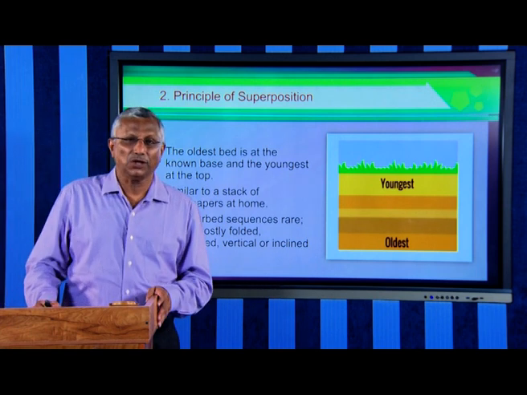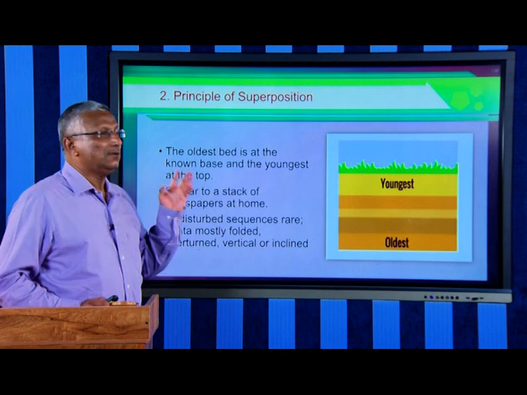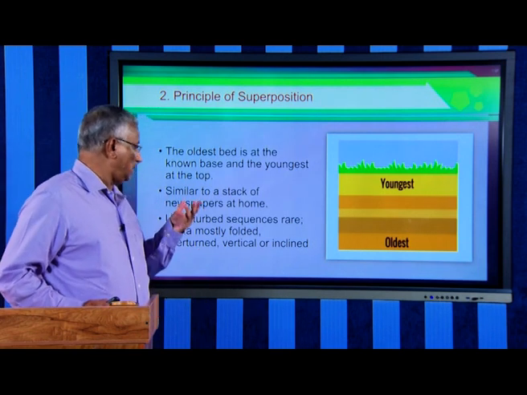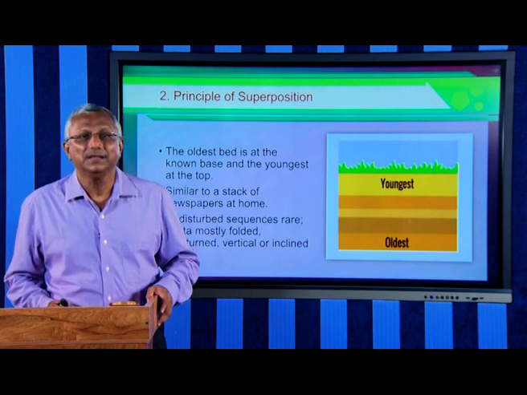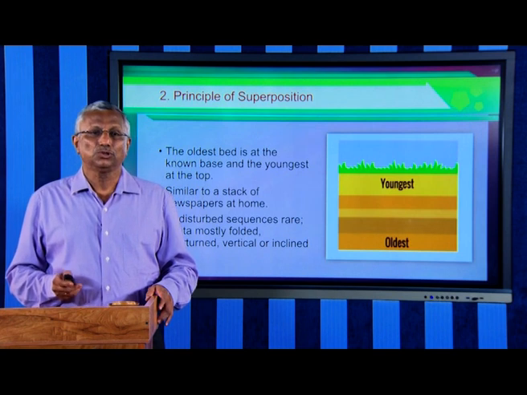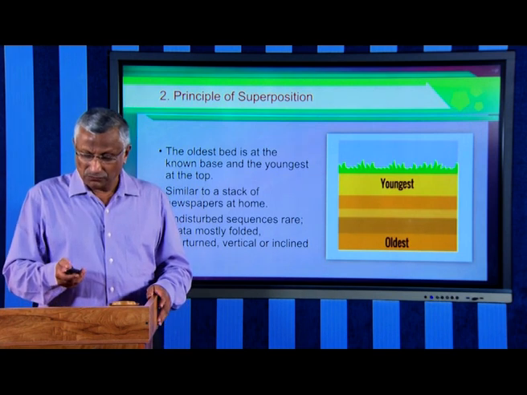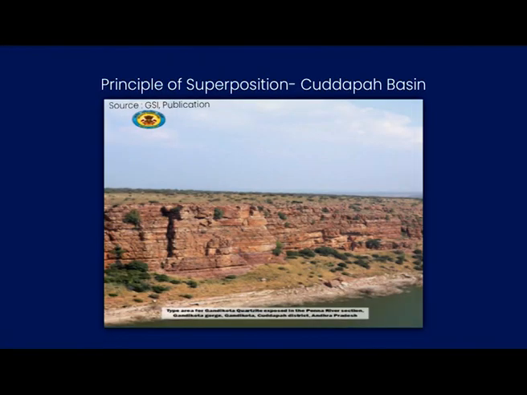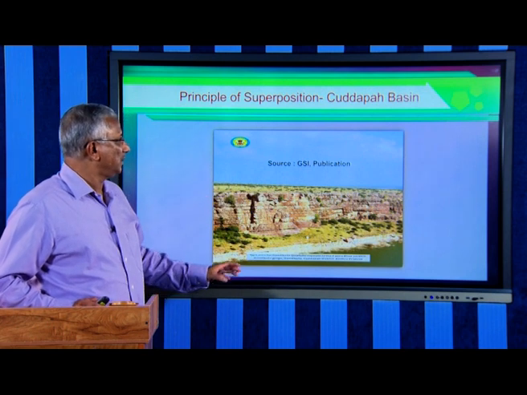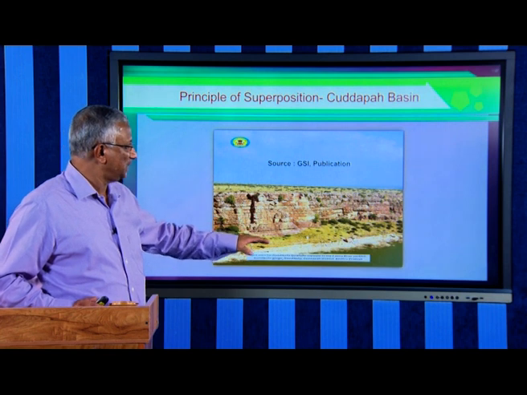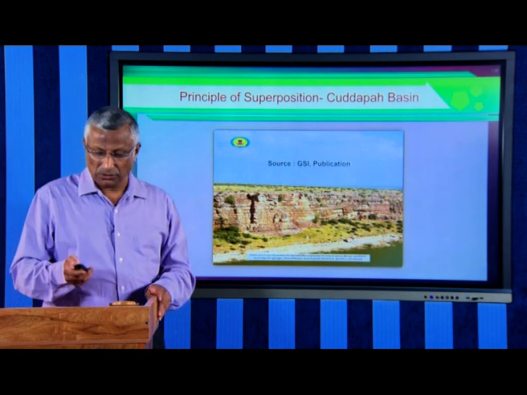Unfortunately, undisturbed sequences of strata are rare in nature. We find that most of the strata are folded or faulted, or sometimes they are even inclined or vertical. Before applying this principle, we have to ensure that the rocks had remained undisturbed after their formation. Here you have a photograph of the Kadapa basin, published by the Geological Survey of India, Kadapa in Andhra Pradesh. Here the bottommost layer is the oldest and the top is the youngest. So, it is very clear that this principle is easily applied for this sort of undisturbed sequence of rock layers.